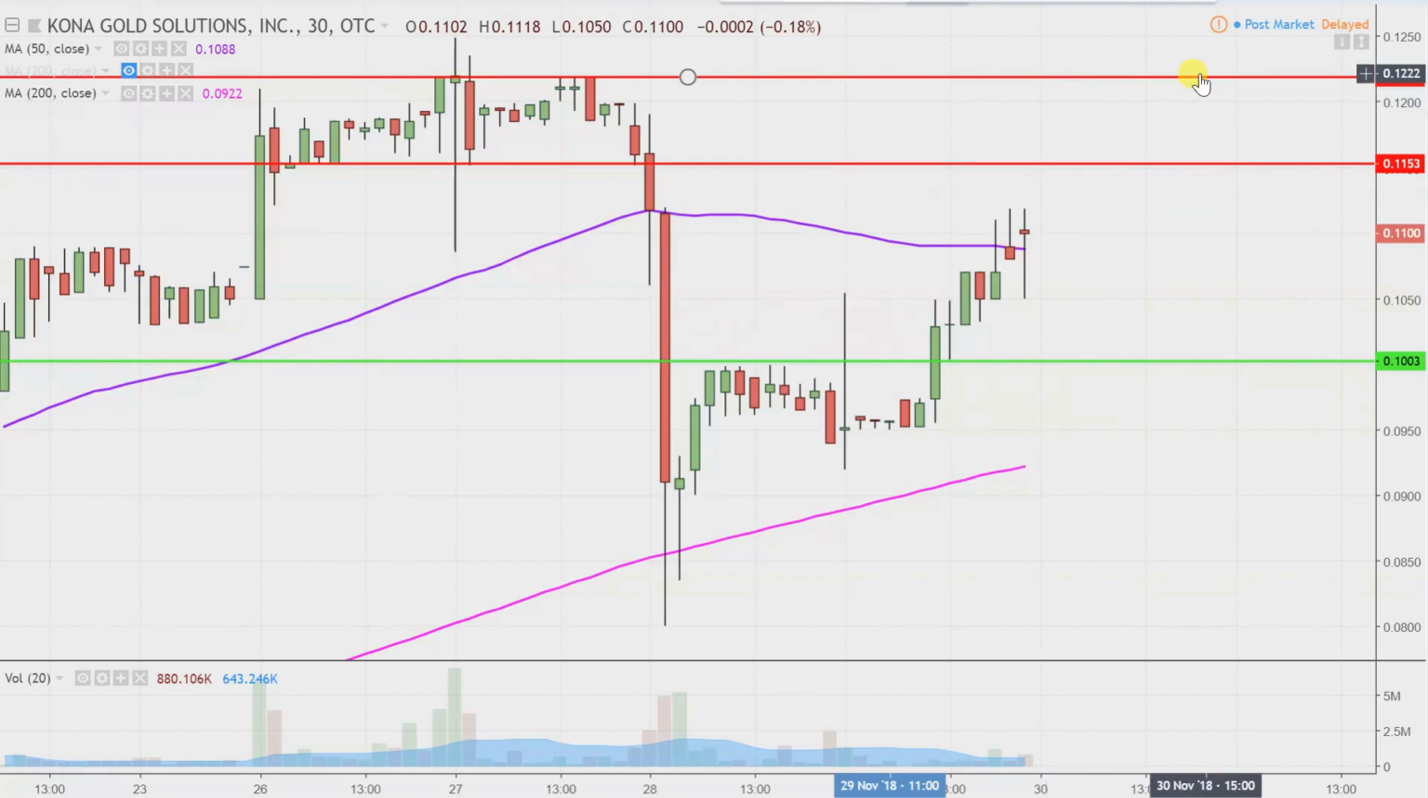All in all, though, any way you look at it, nice movement today, nice break of that resistance. So we'll see if the bulls can continue to build upon this momentum or not.